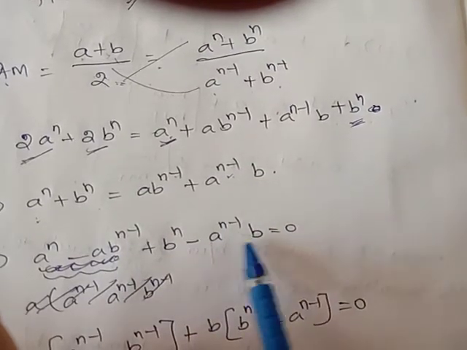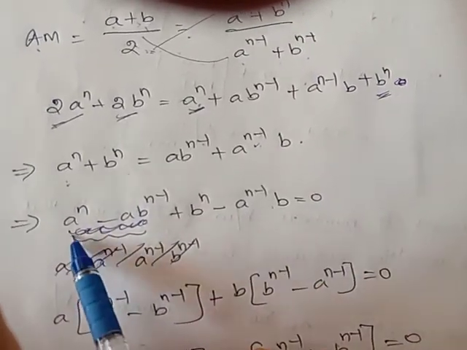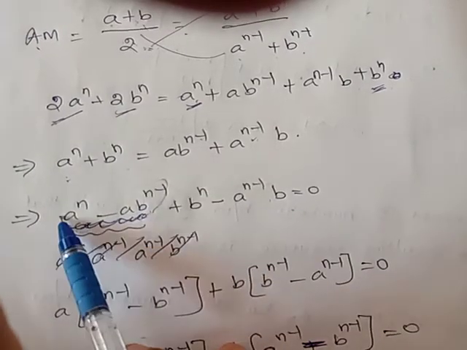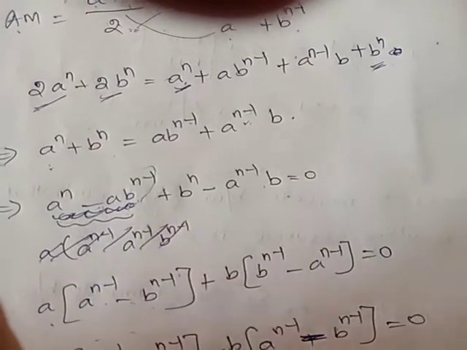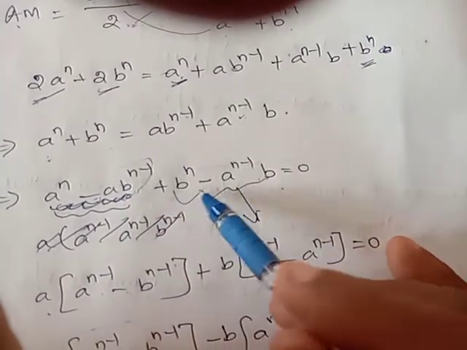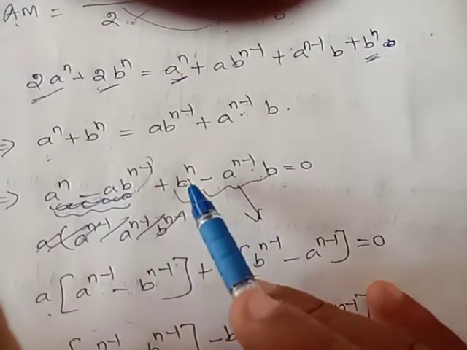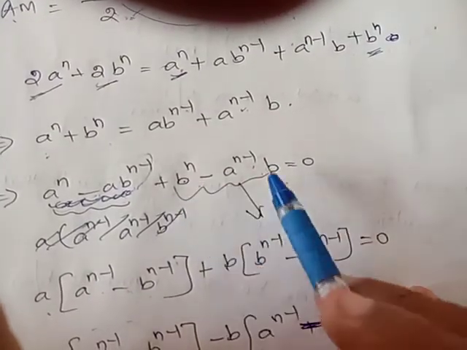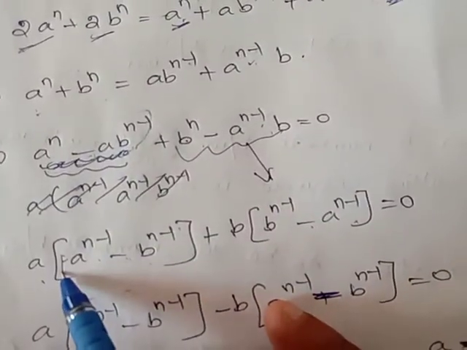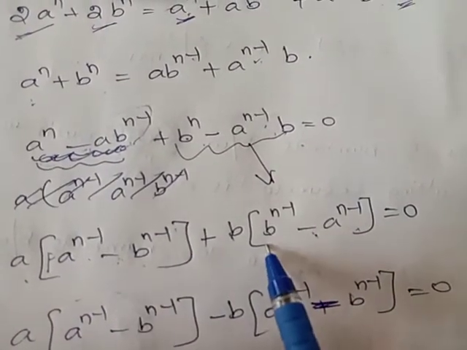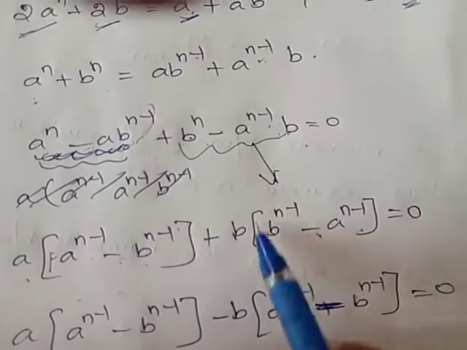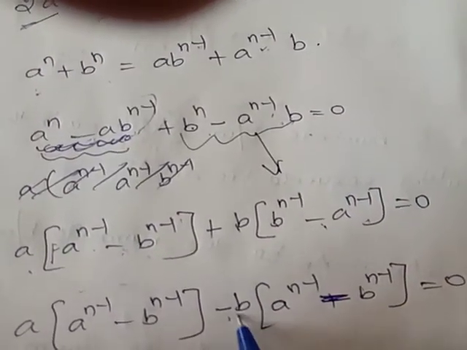Now we are transferring all terms to the left side. From the first two terms we are taking a as common, so we get a(a^(n-1) - b^(n-1)). From the other two terms we are taking b as common, so we get b(b^(n-1) - a^(n-1)). Here if you observe, we have plus a^(n-1) in one place and minus a^(n-1) in the other, and minus b^(n-1) and plus b^(n-1). Hence from this expression we are taking the minus sign as common, so we get a^(n-1) - b^(n-1).